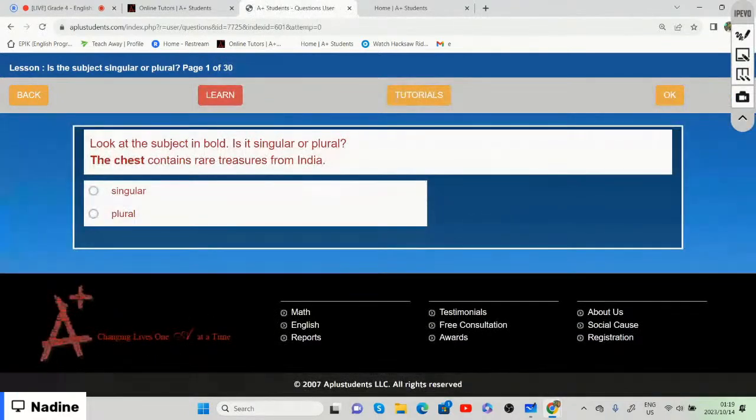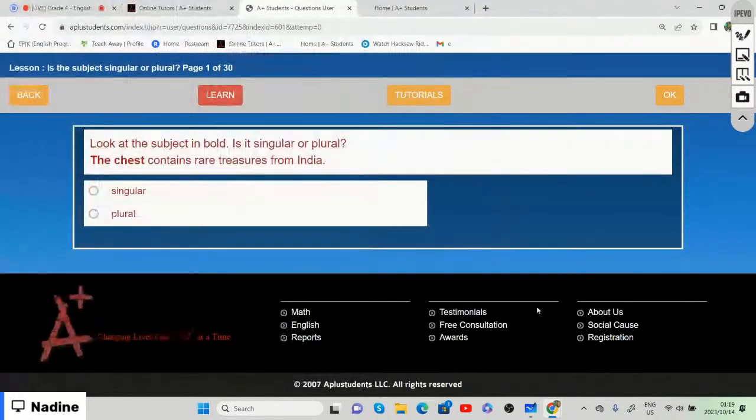All right, so we're going to our test. Here it says you need to look at the subject in bold and say whether it is singular or plural. The chest. So, the chest. Do we say the chest is singular or plural? All right, so we can then choose option one. Yes, the chest is singular. So, well done.